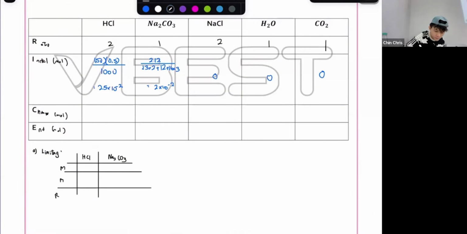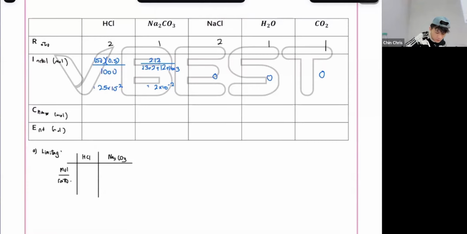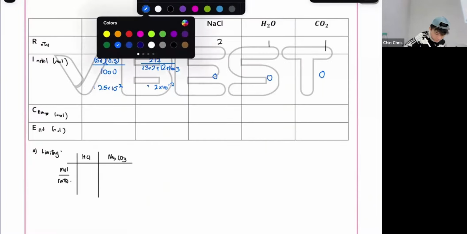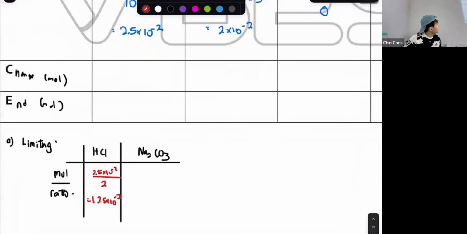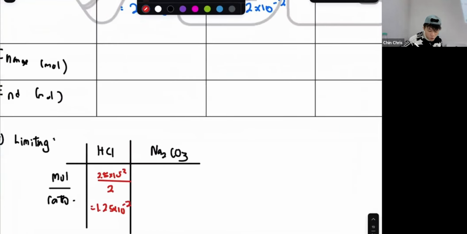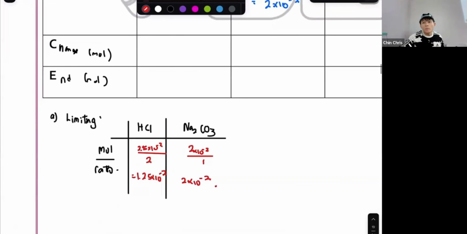Alright, guys, for limiting, number 9. Can you give me the mole over ratio? 2.5 divided by 2, how much is it? 1.25 times 10 to the power -2. Then this Na2CO3, get me. So guys, which one is smaller? The 1.25 is smaller, right?